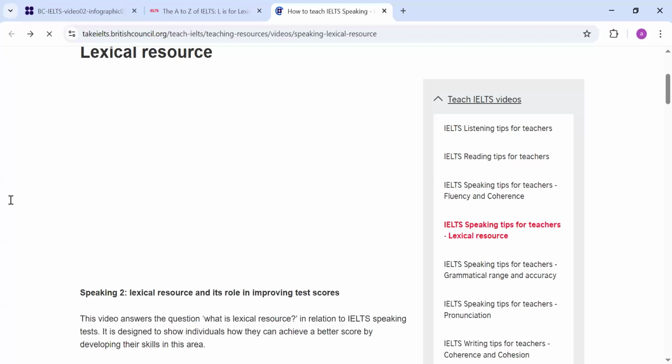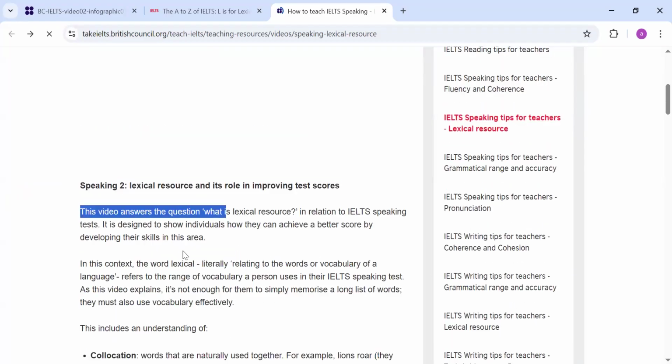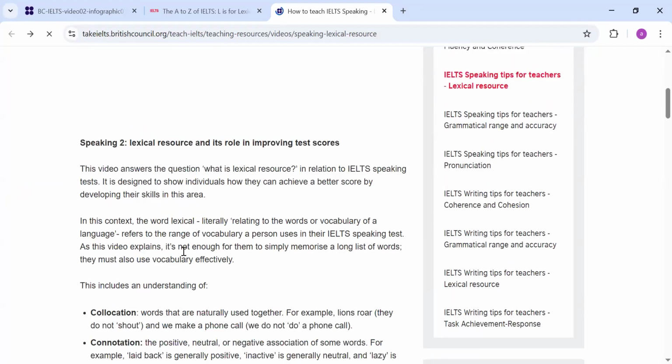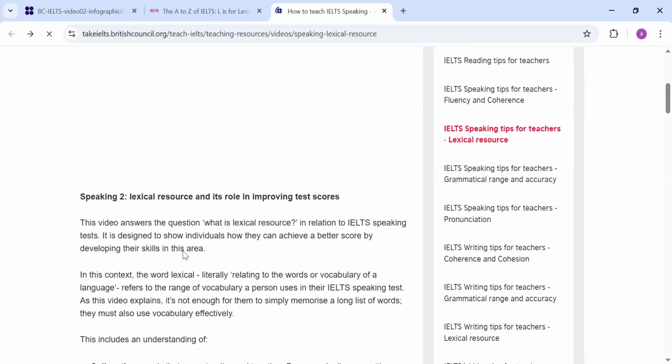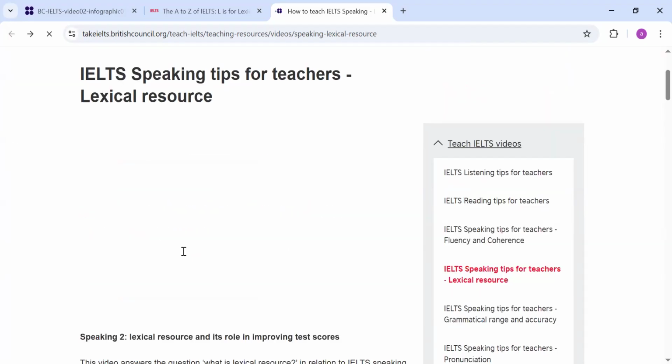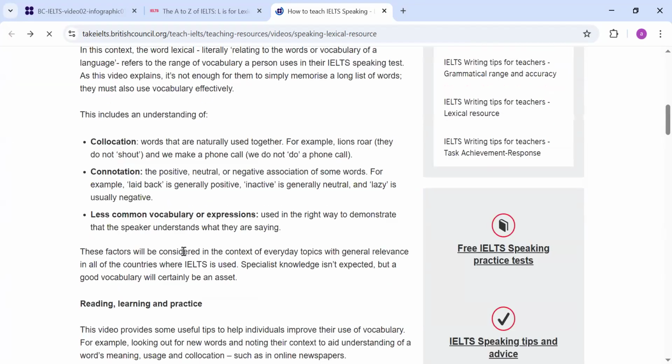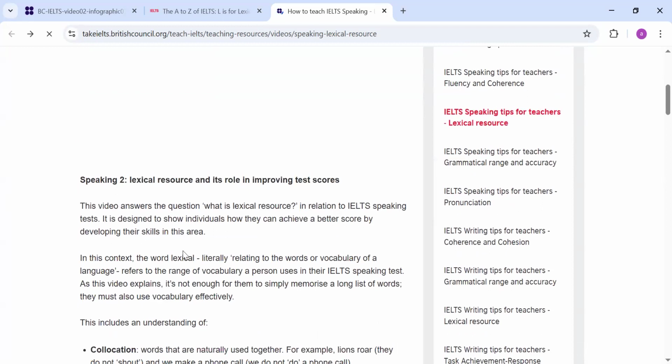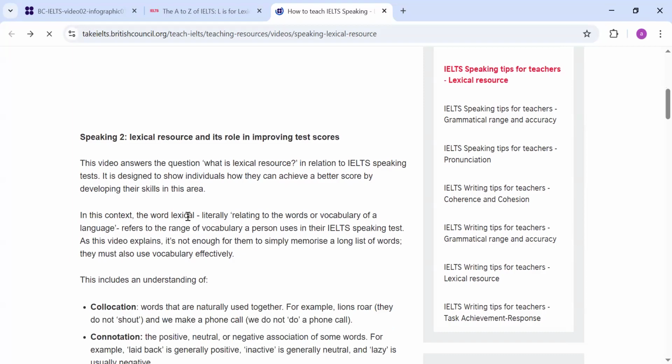So, lexical resource and its role in improving test score. I think most of the things discussed here are the same as those discussed in the above video. As I discussed in the definition in the previous article, it is designed to show individuals how they can achieve a better score by developing their skill in this area. The word lexical literally relates to the words of a vocabulary.